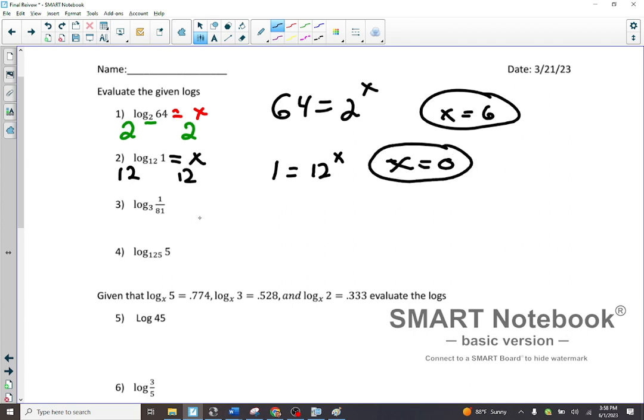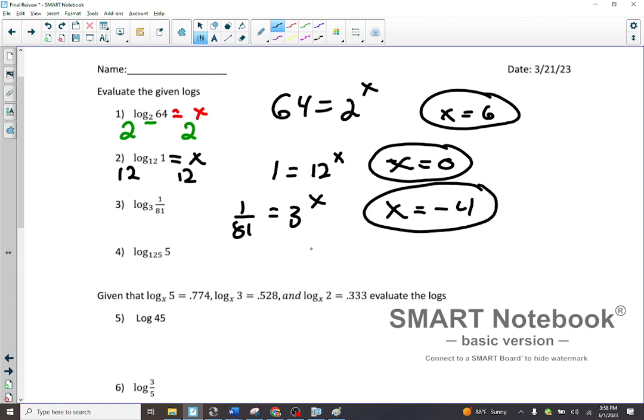This one, same concept. 1 over 81 equals 3 to the x power. Now, 3 to what power would give you just 81? Let's start with that. 4 would. So it's going to be negative 4 because negative exponents is what brings them in. I'll put one of the fake answers as 1 over 4, okay? This is not everyone's problem.